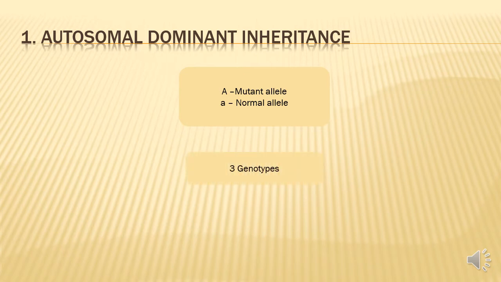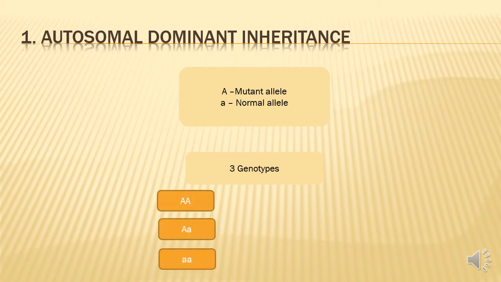What are these 3 genotypes? They will be capital A capital A, capital A simple a and simple a simple a genotypes. In the capital A capital A combination, both alleles carry the mutation. So none of them will produce the functional protein. Therefore, the individuals with this genotype will definitely show the disease phenotype.